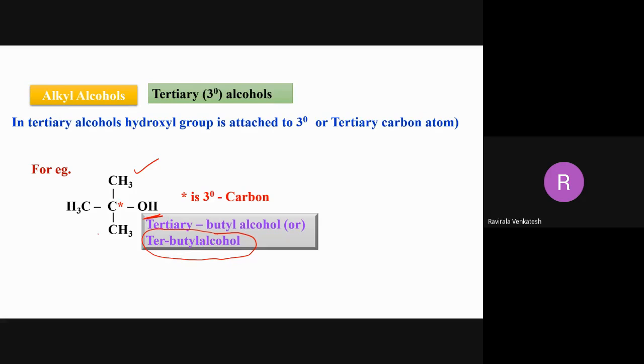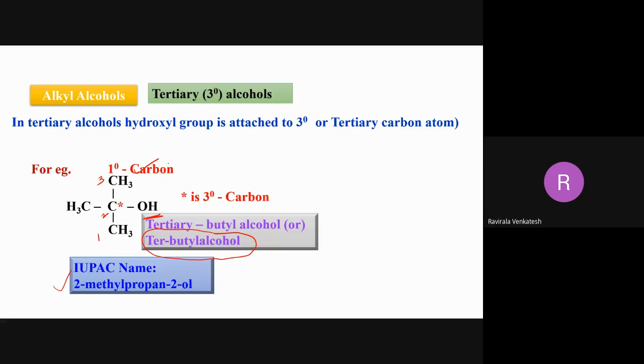For the IUPAC nomenclature, you have to number 1, 2, 3. So what will it be? 2-methyl propan-2-ol, isn't it? 2-methylpropan-2-ol. This will be the IUPAC nomenclature.